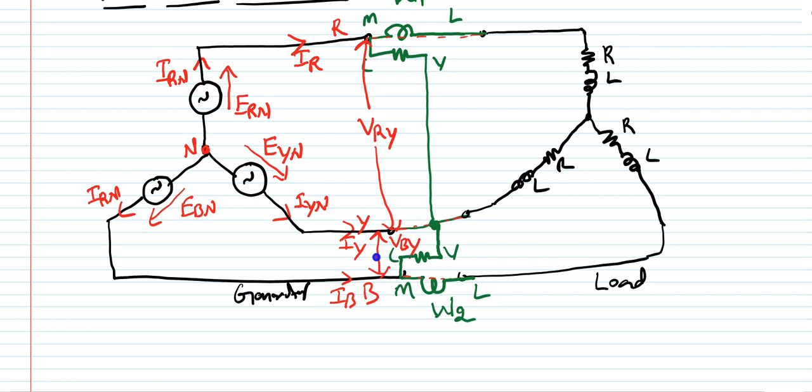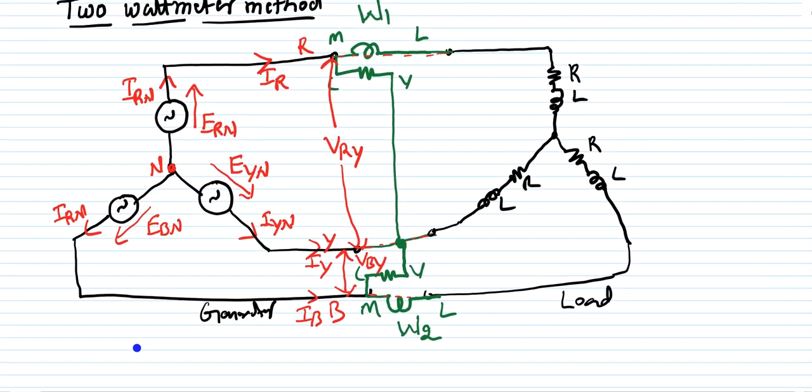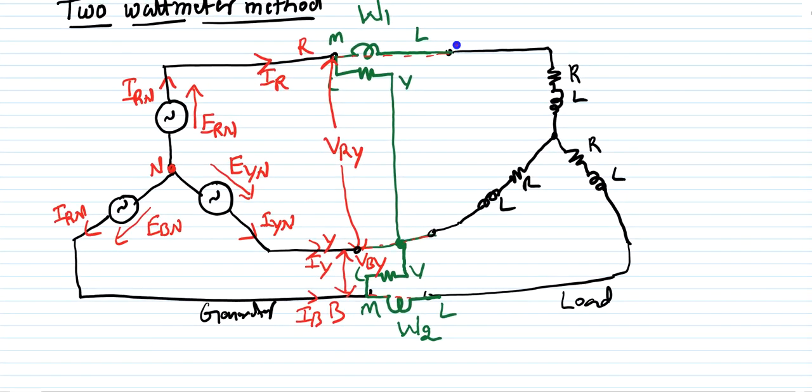You can show that here. And what is the current flowing here? It is the same current IR. IR equals IRN, isn't it? The same current is flowing through this point also, and the same current is flowing in this direction. That you can also show here.